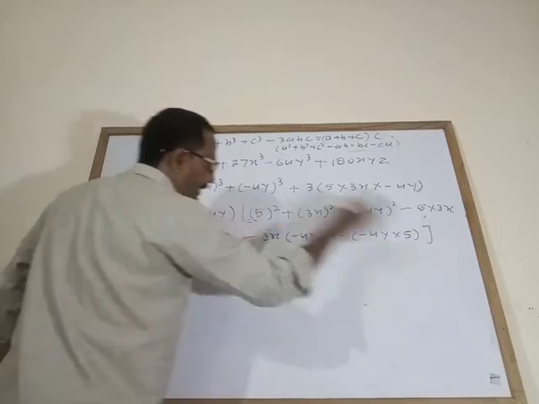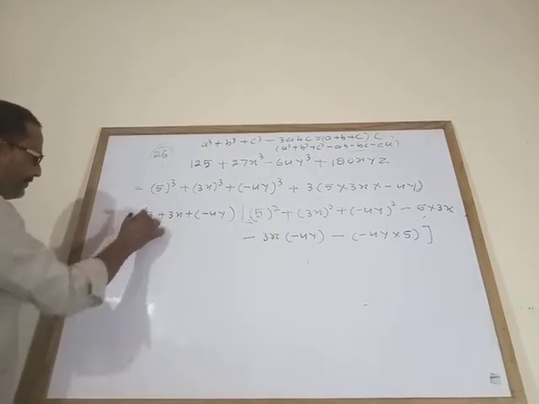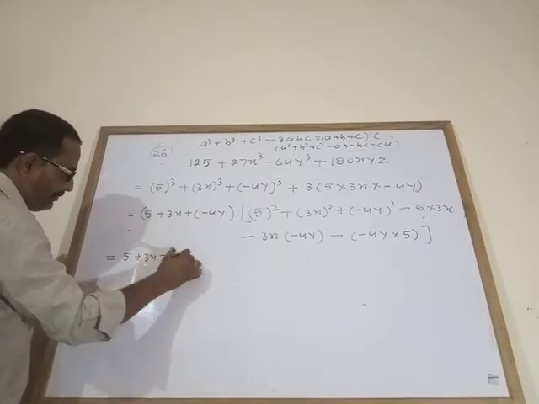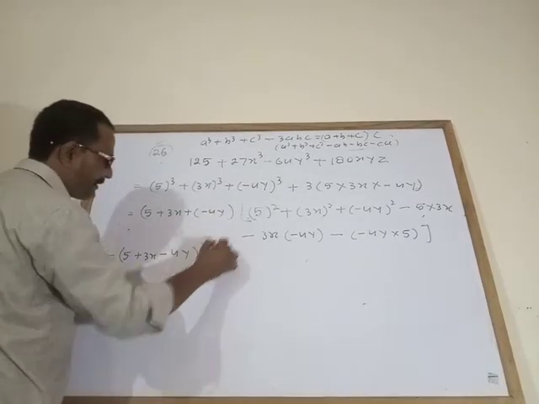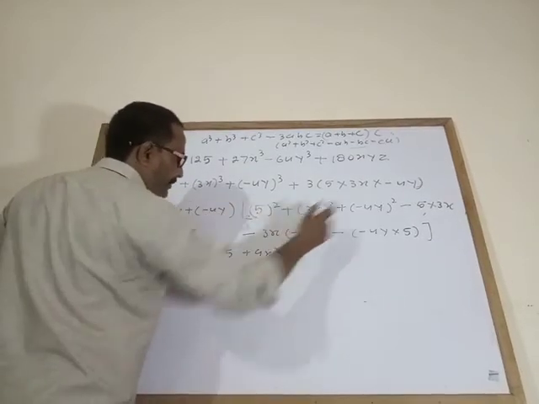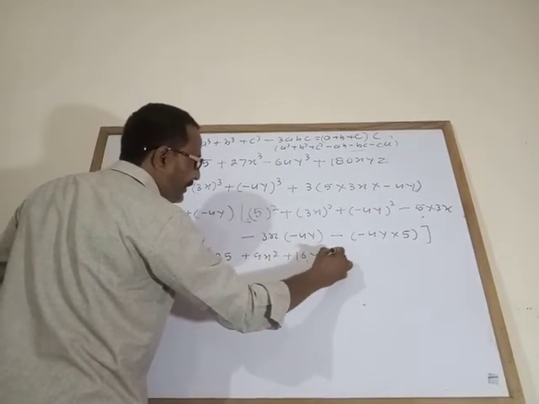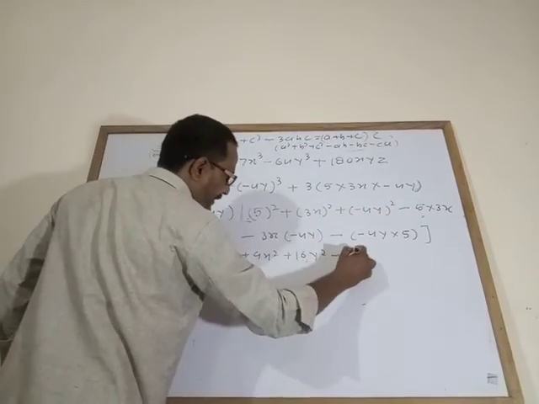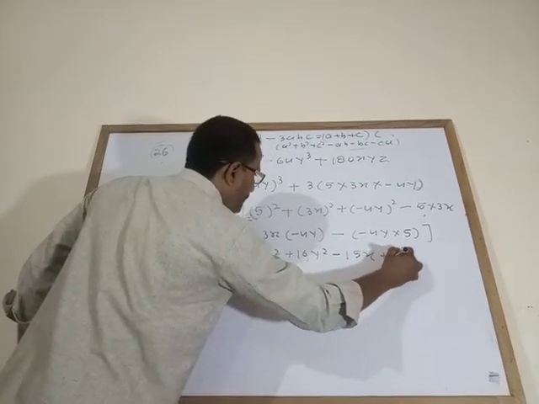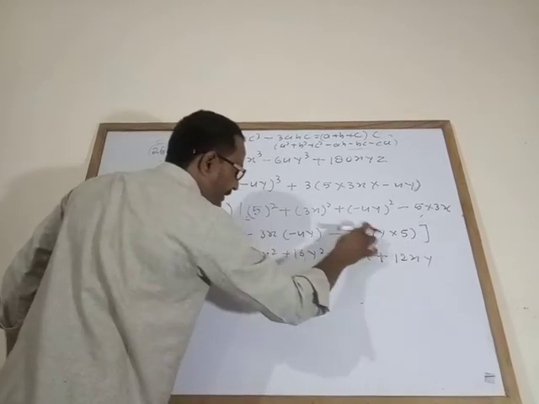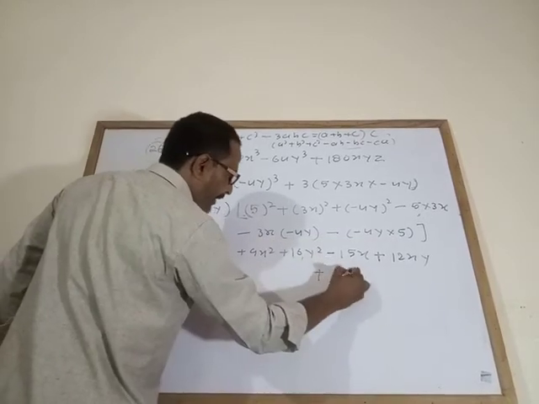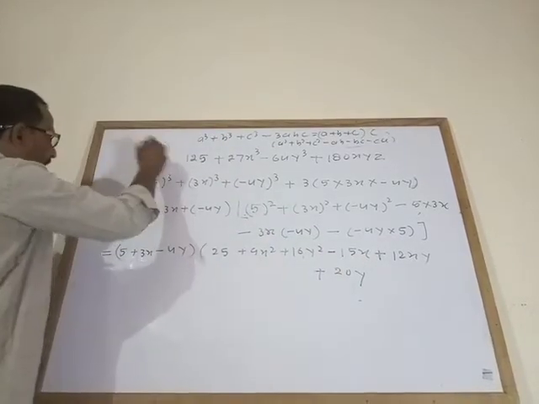Now close the bracket and multiply. That will be 5 plus 3x minus 4y, in the other bracket 25 plus 9x square plus 16y square minus 15x minus 12xy plus 20y. This is the solution of your question number 26.